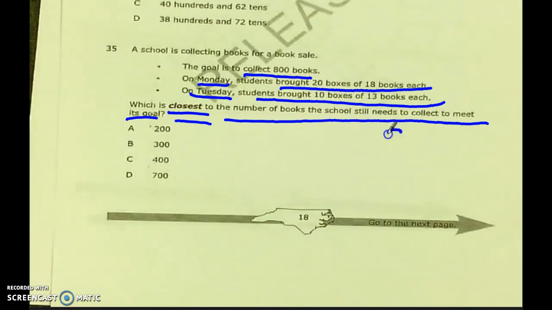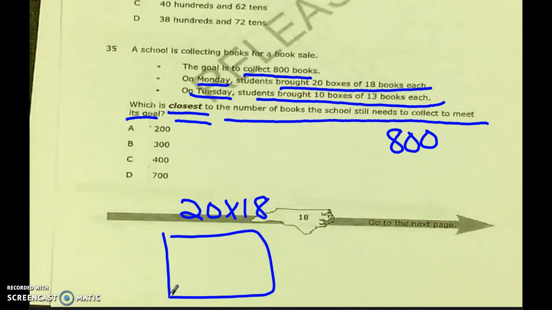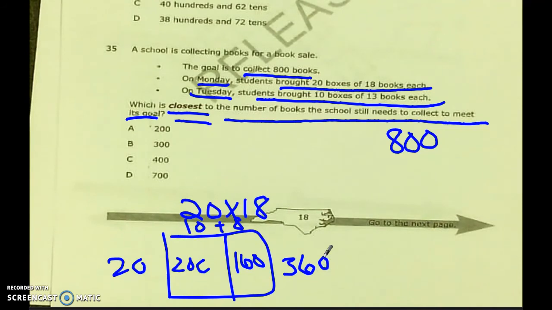So, my goal is to reach here, but before I know how many more I need to collect, I need to know how many they collected. So 20 boxes of 18. That's 20 times 18. 20 doesn't need to be separated, but 18 can be separated. And 10 plus 8, that's 200. Plus 8 times 20 is 160. So on Monday, they collected 360.